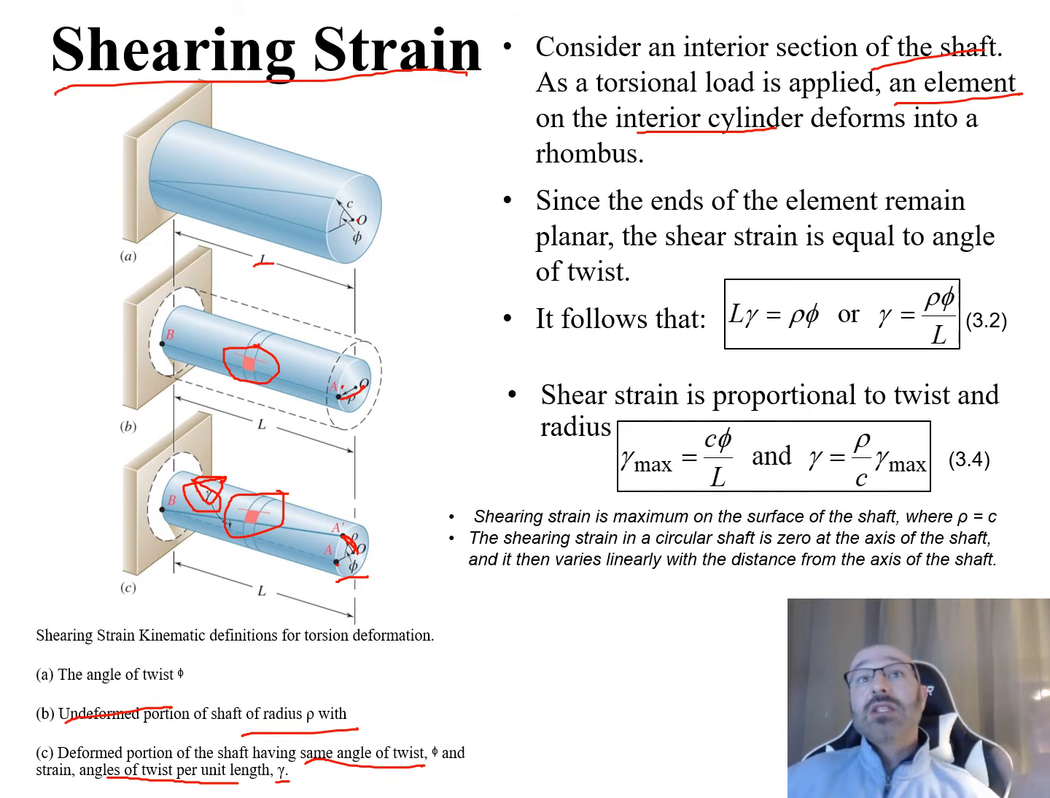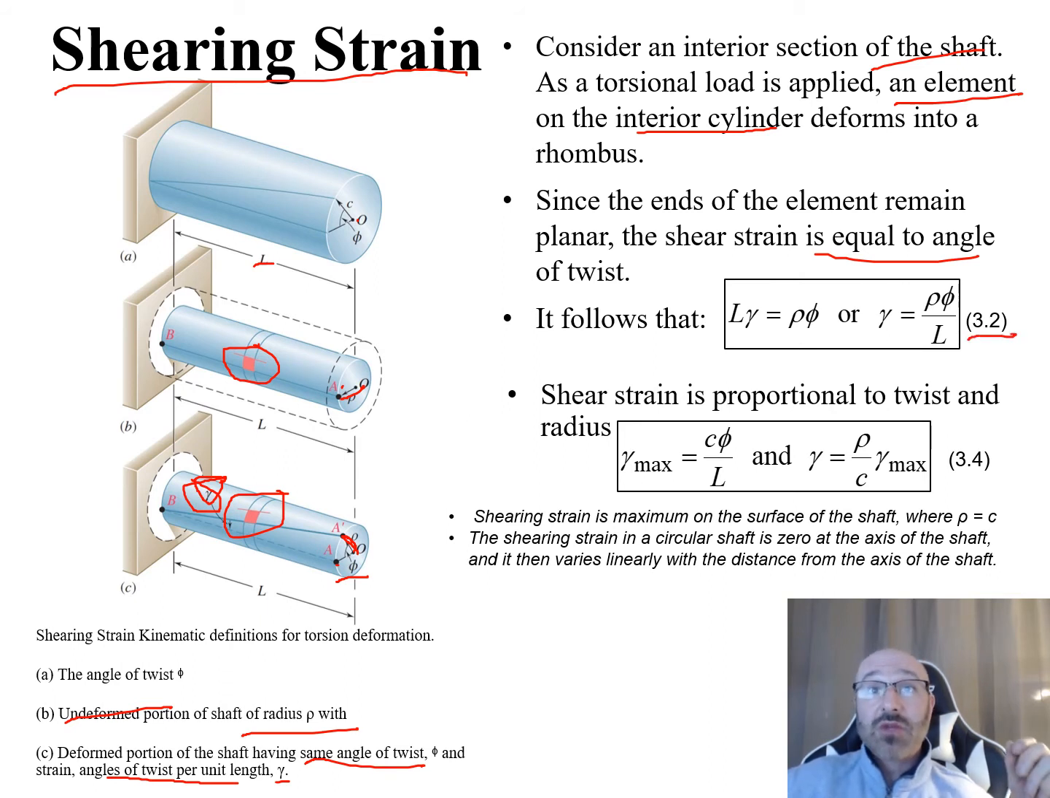Now, since both ends of this element remain planar, and again this is a circular shaft, so all those cross sections are going to remain planar along the way, the shear strain is going to be equal to the angle of twist, our phi, according to the following relationship. And we can relate this back to equation 3.2 in our textbooks.